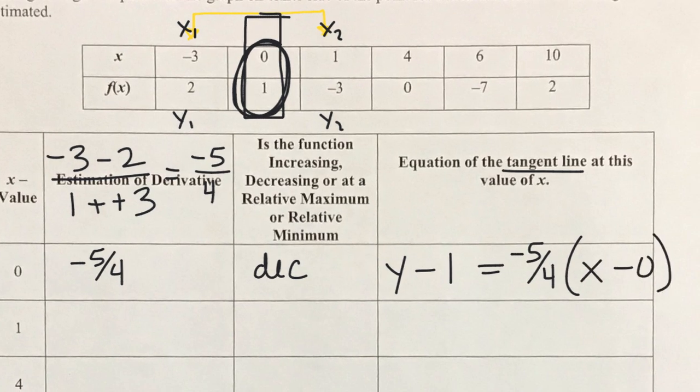You can even write minus 0, and the AP people will be okay with that. But you don't have to write minus 0. It can just be minus 5/4 x. Right, but if you want to put it in point slope form, then we have the y part of your point and the x part of your point.